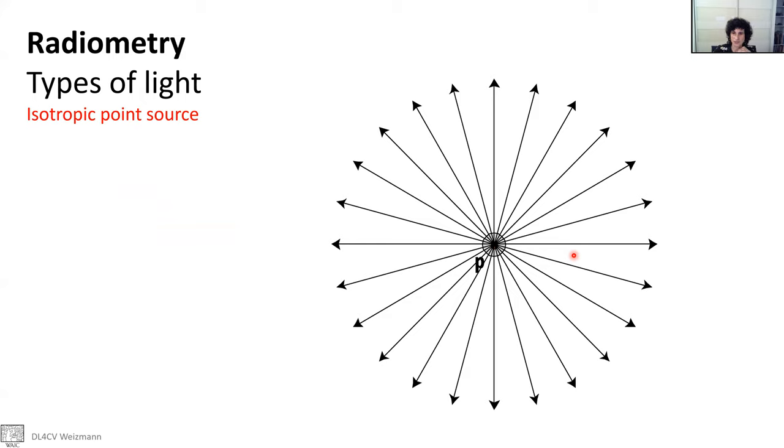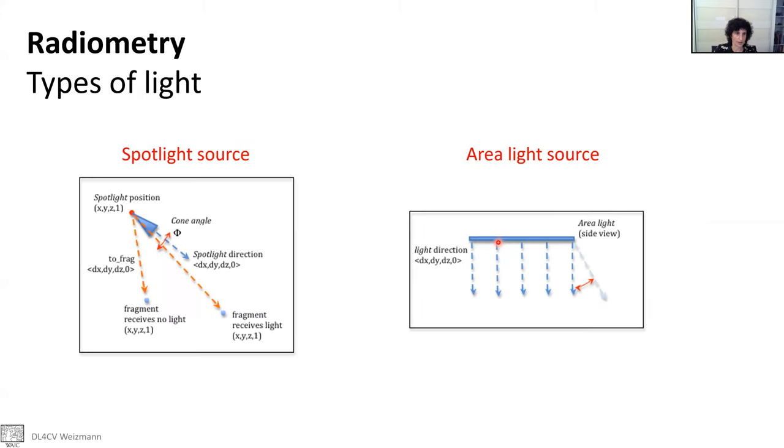An isotropic point source is a light source that spreads the same energy directly to all directions. You can take, for example, a table lamp. There are other light sources, like a spotlight, where you have a cone and you highlight the object with the cone, not the full angle, just a small cone angle. This is called a spotlight source.